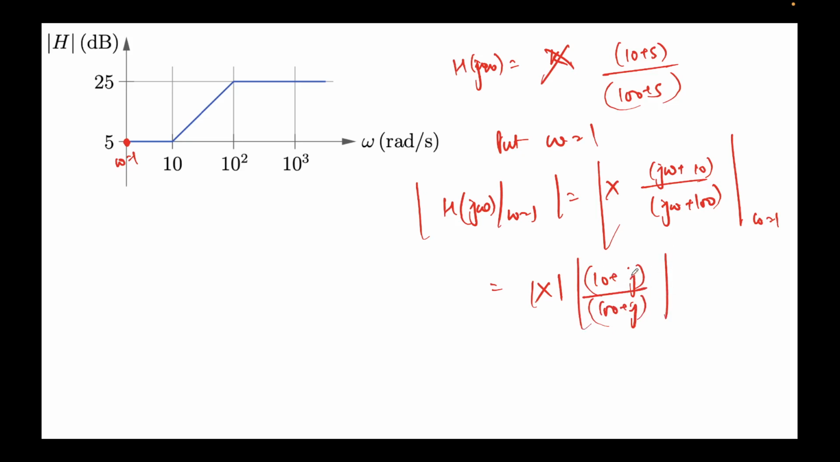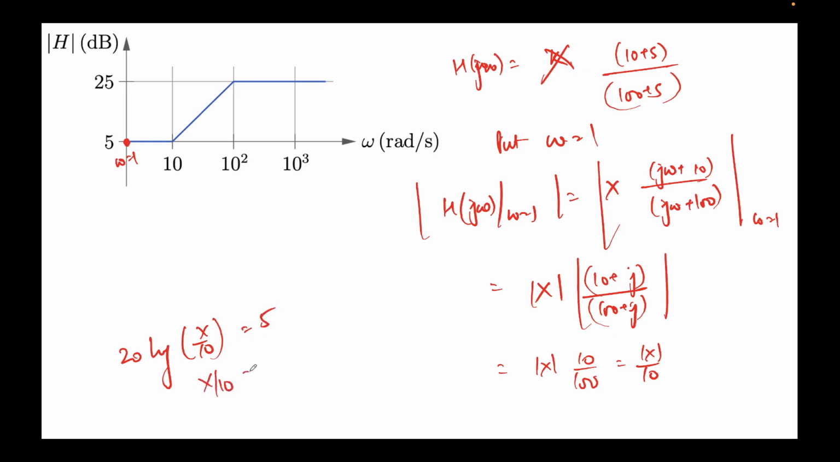modulus. So this is j times 1. This is much smaller as compared to 10, so I can only take 10. So I'll put it 10. Similarly over 100, this comes out to be mod x over 10. So what I'll do is 20 log of this. 20 log of x by 10 is what? 5. 20 log of x by 10 is 5.